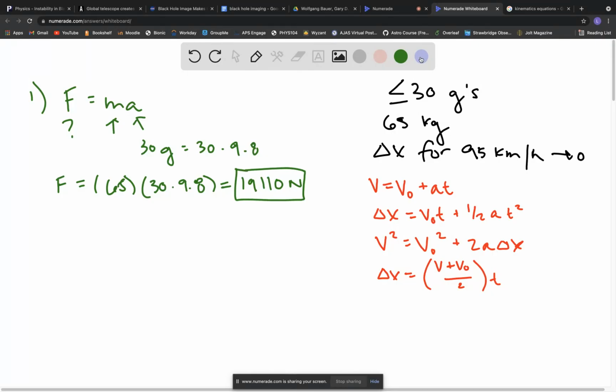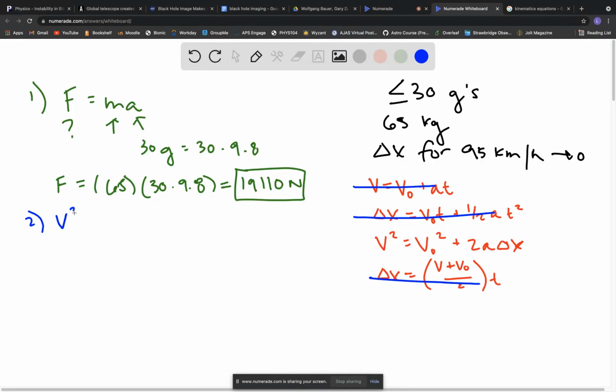And that's the standard unit for force. And then second, we want to know what distance are you going to move if you are decelerating at 30 Gs from 95 kilometers per hour all the way down to rest. So for this, we want to find out what kinematics equation we want to use. So what do we have? We have our initial velocity, our final velocity, and a distance that we want to know. We don't have any time. So that actually rules out 3 out of the 4 kinematics equations automatically.